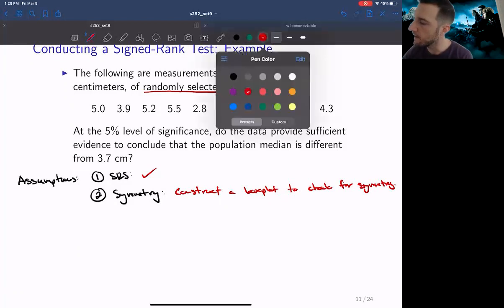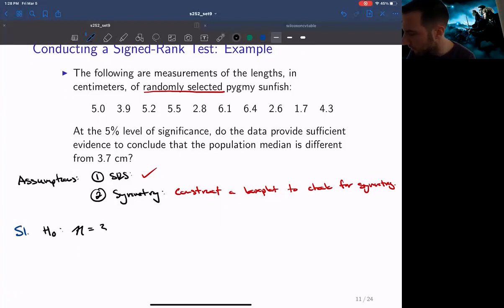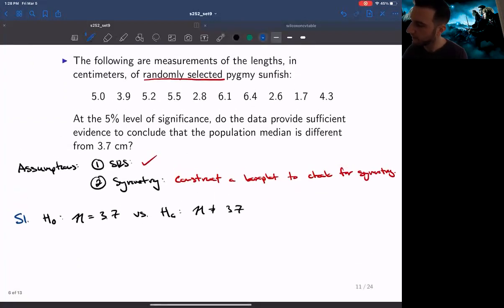Okay, so now we're going to have H0: eta equals 3.7 versus HA: eta not equal to 3.7. Okay, and then on step 2, we're going to have alpha equals 0.05.